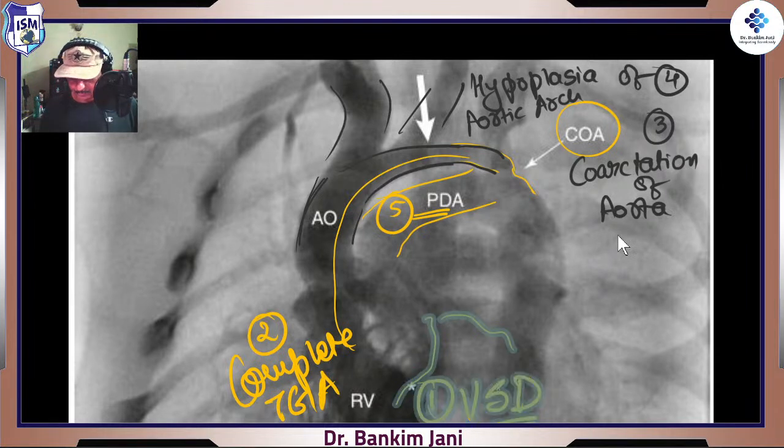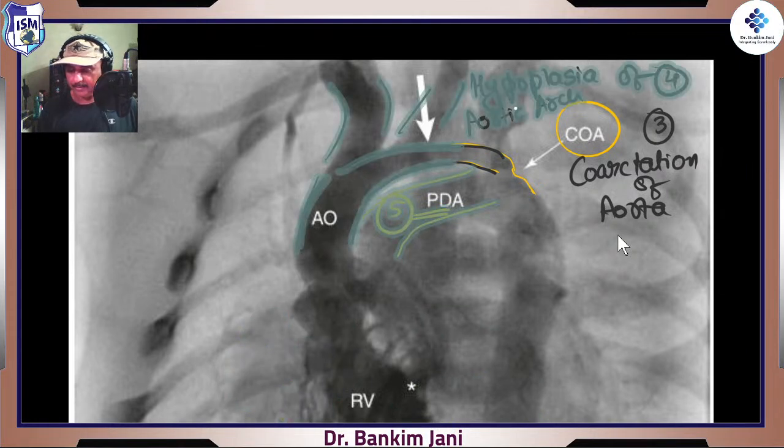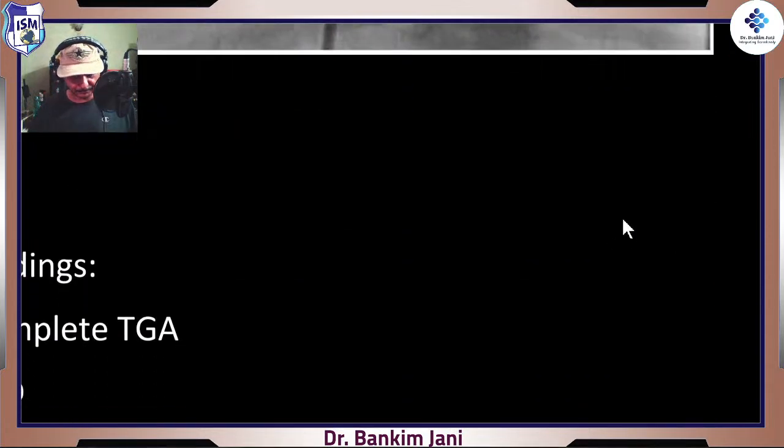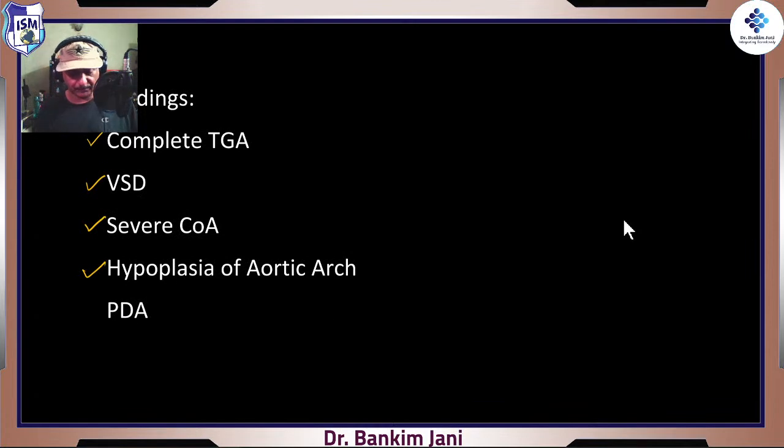I just remove this so that you can watch it without any overlapping. See, right now you can watch it. So especially for the revision, what you can do is that when you watch this video again, you can just stop the video over here and have a look at all the components. And so we have complete TGA. There is ventricular septal defect. There is severe coarctation of aorta. There is hypoplasia of aortic arch and the patent ductus arteriosus.